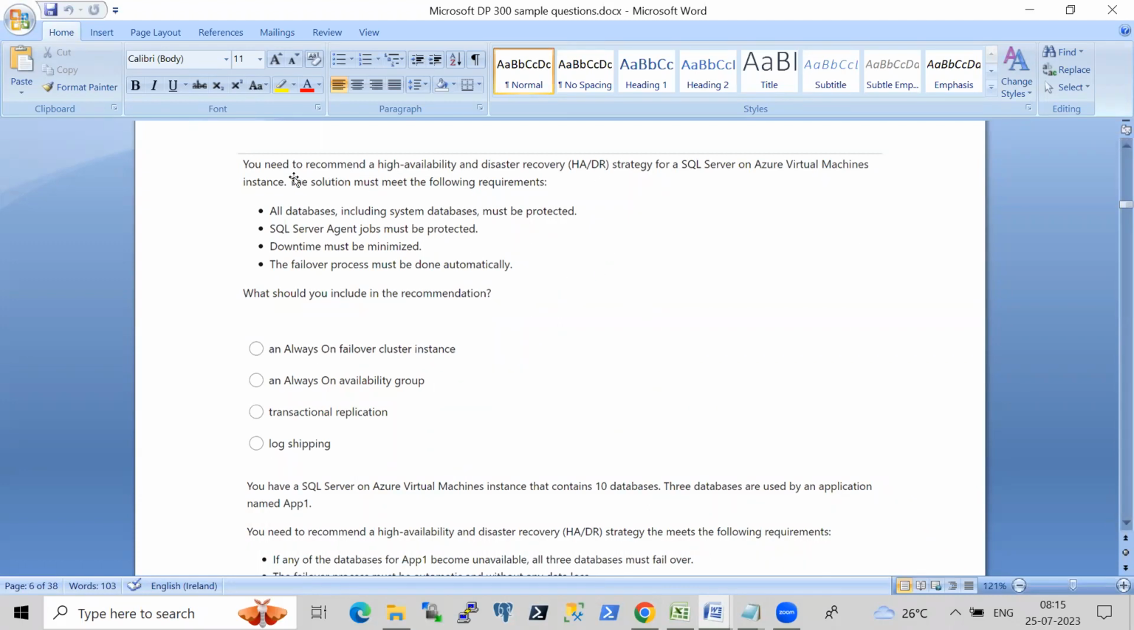So you need to recommend a HADR solution for Azure VM, and that Azure VM has to meet the following criteria. What is he looking for? He's saying all the databases should be protected, including system databases. Agent jobs should be protected. Downtime should be minimized. Failover must be done automatically. Out of these 4, which option will you choose? You can talk now because this is a very simple question, and I expect people to answer this.